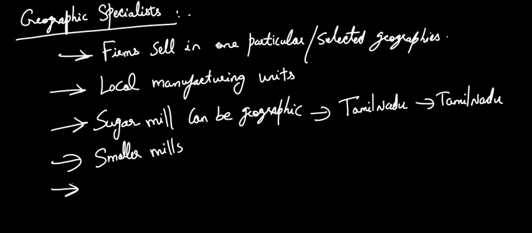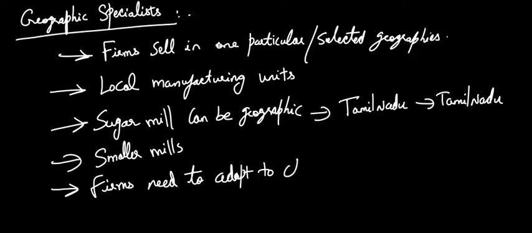So when a geographic specialization is done, it gets very important that the culture of the geography has to be taken into account. Once there is a transition in the culture of the particular geography, the firms need to adjust or adapt to the changing culture, because they are dependent on only one geography. So with the changing culture and lifestyle, they have to adapt themselves and quickly cater to the change that is happening in the particular geography.